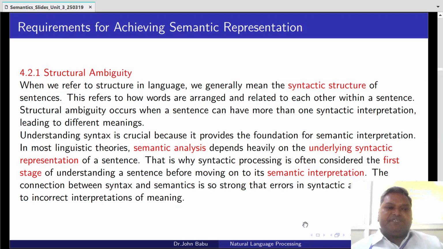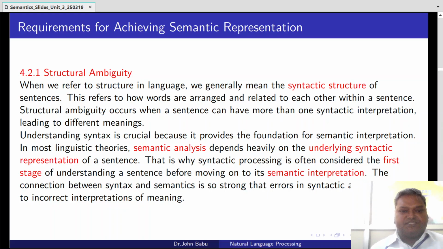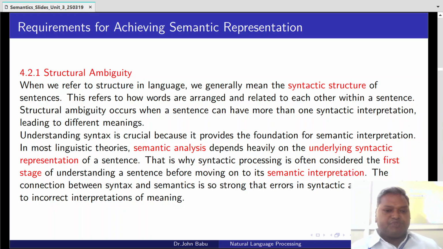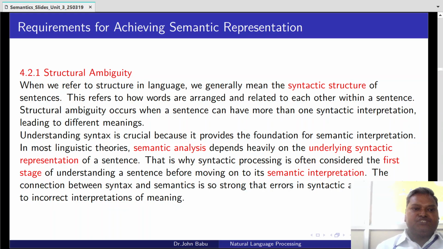Right. Let us see the requirements for achieving effective semantic representation. What we are talking about is semantics. In the previous class, we have seen two approaches to semantic parsing: deep semantic parsing and shallow semantic parsing. Deep semantic parsing is highly complex and it is not required in natural language processing. We will be adapting shallow semantic parsing, and it is general purpose, it is adaptable across different domains.